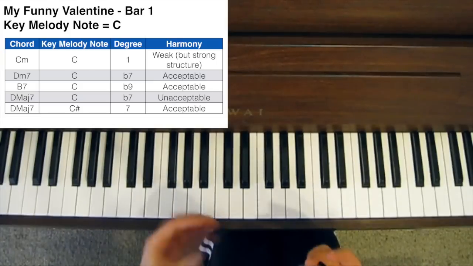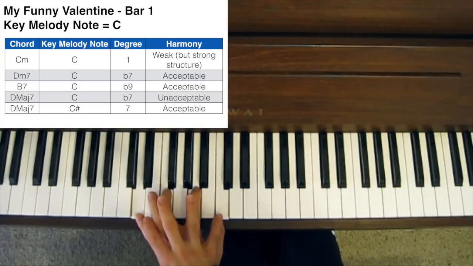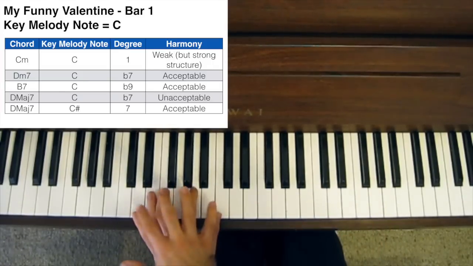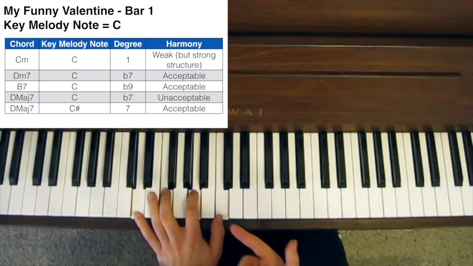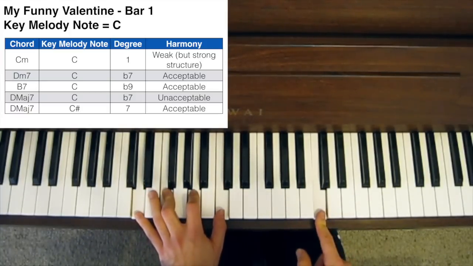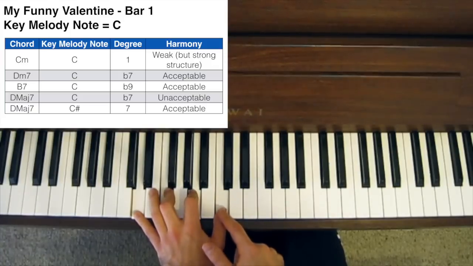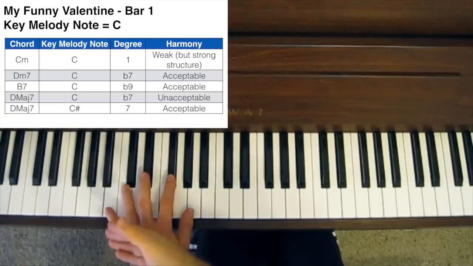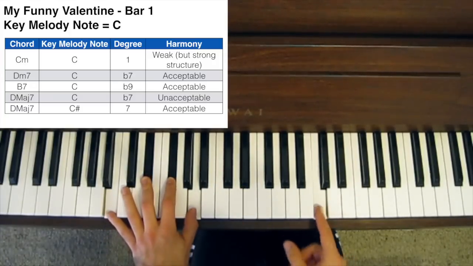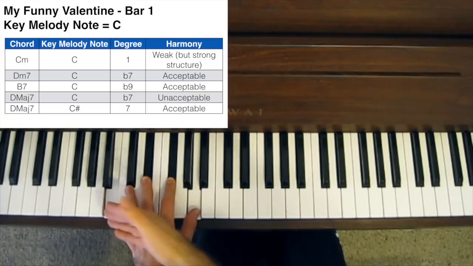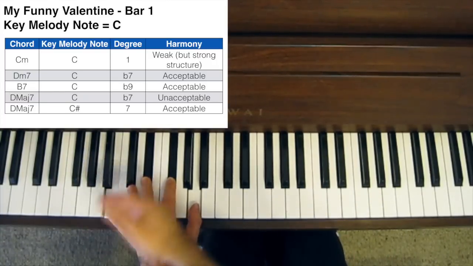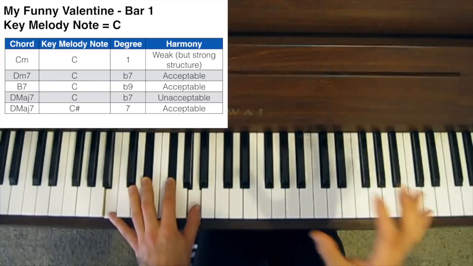But essentially, when reharmonizing a song, you can pick any chord where the key melody note, that is the C, forms an acceptable harmony over the chord. Like for example, D minor 7, where the C, the key melody note, is the flat 7th of the chord, and therefore a strong harmony. So tick. Or for example, B7, where the C is a flat 9 over this chord, which again is an acceptable harmony over a dominant chord. So tick, that's also fine.